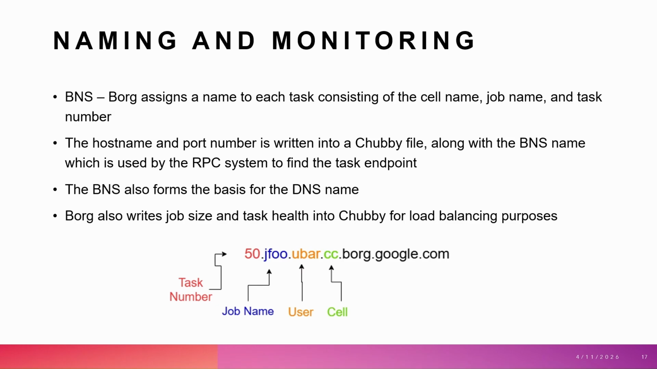The BNS also forms the basis for the DNS name. As you can see below, we have the DNS name, which is made up of the BNS name. So we have 50, which is the task number, the job name, which is JFU. We have the user, which is ubar, cell, cc, followed by .borg.google.com. And Borg also writes job size and task health into Chubby for load balancing purposes.